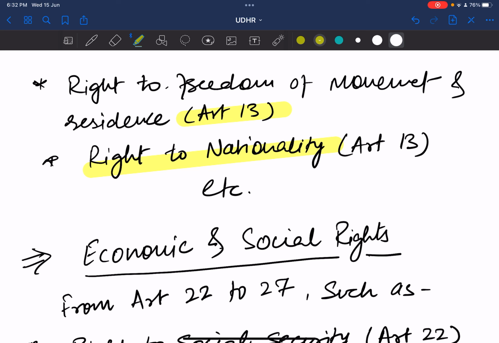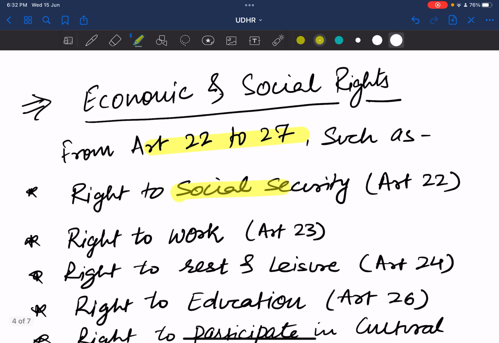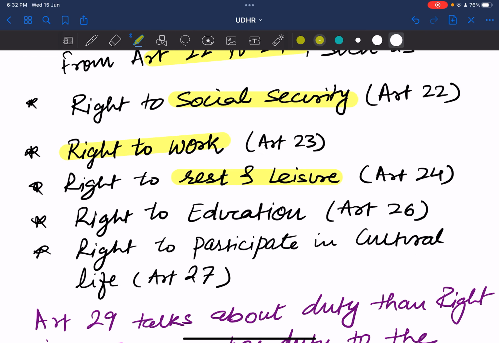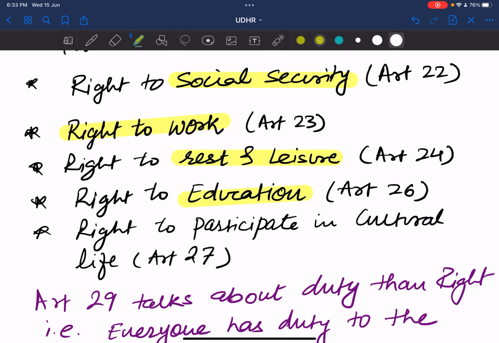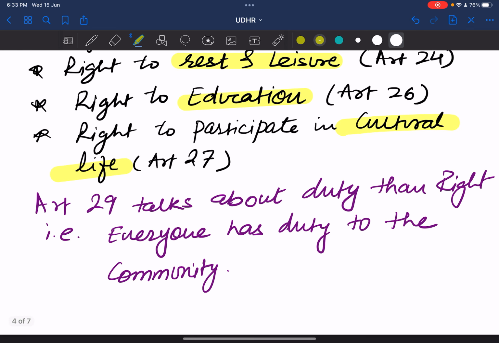Apart from this, as I said, 6 rights are from economic and social rights. These rights are from Article 22 to 27, such as social security, right to work, rest and leisure, education, and participation in cultural life. I hope this one is clear. So majorly you will see that these articles are divided either into civil and political rights or socio-economic and cultural rights.